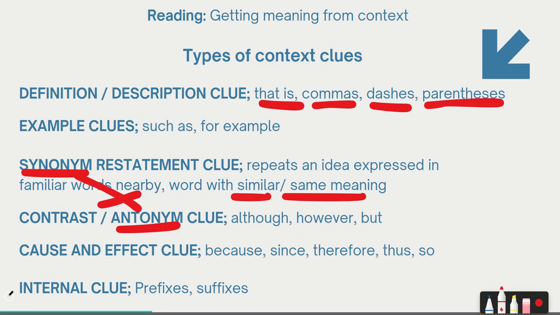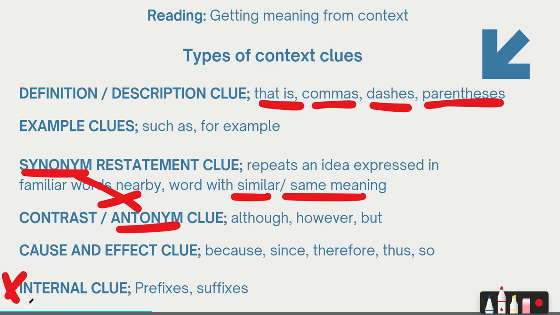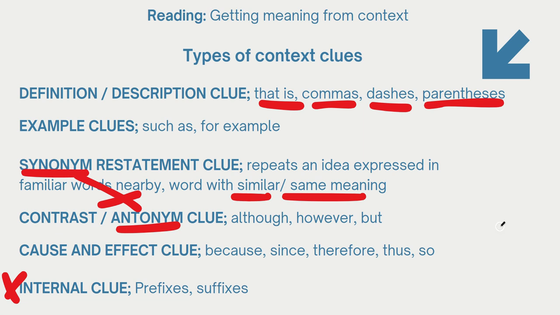And another type which is mentioned in Unit 2. But anyway, I already mentioned it in Unit 1, right? It is the internal clue. Internal means inside the word. There's the composition of prefix, suffix, and base word. Okay, prefix, suffix, and base word.